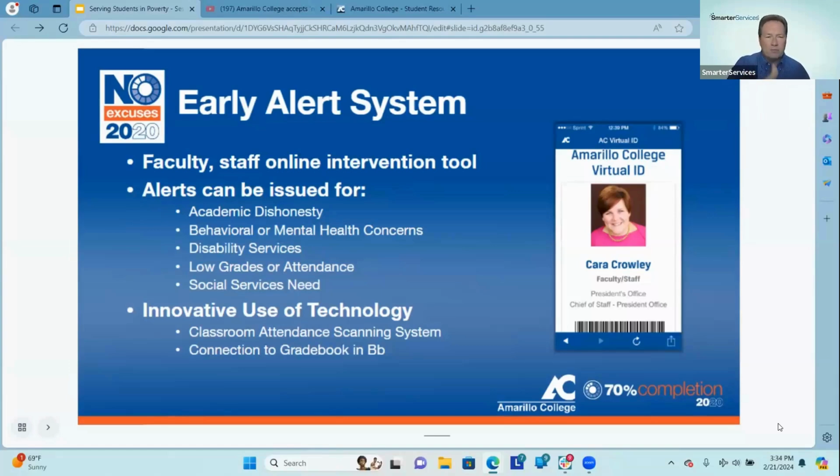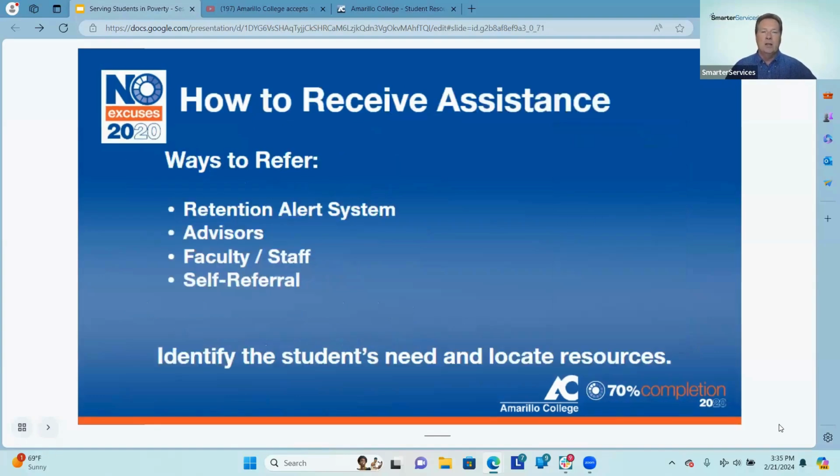And some of the things that you're looking at are some of the first bullets there of academic dishonesty or behavioral mental health concerns, disability services, low grades or low attendance. But look at that fifth bullet. That's something that is a part of the early alert system at Amarillo College that may not be a part of the early alert systems at many institutions. And those are the social services needs, right? But man, you think about that. When you look at the data, you know that so many students drop out of higher ed because their basic needs aren't being met. And if you're hungry and you don't have childcare and you don't have transportation, it's those life factors that are going to make you drop out. Well, we need to be raising the red flag for students that have those needs. And so that's why social services need is one of the data points that goes into their early alert system.